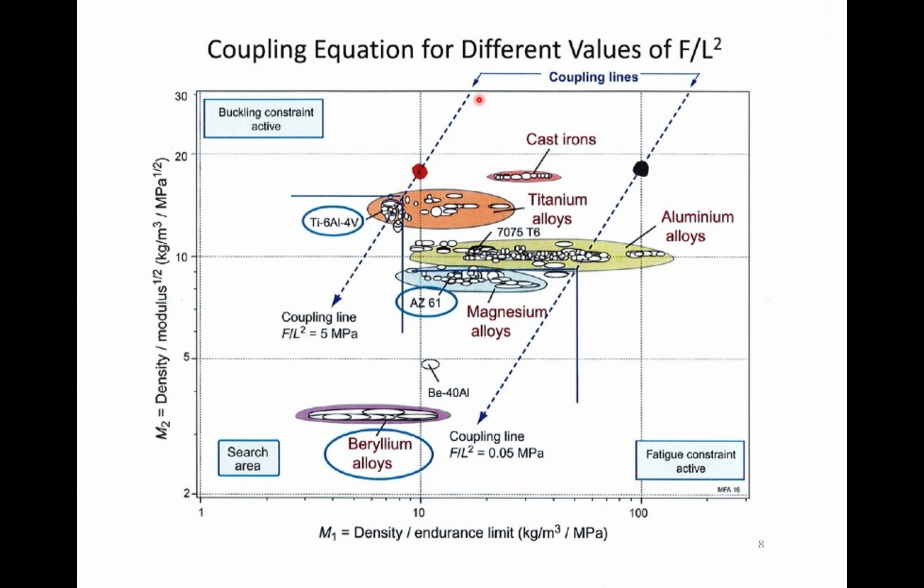And for the higher loading situation, we're going to have to stick with titanium because that's as close as we're going to get. Beryllium wouldn't be a bad choice, but it doesn't lie right along the line, though it's not horribly far away considering. But for a higher loading, it's going to indicate that we want to look at titanium alloys.